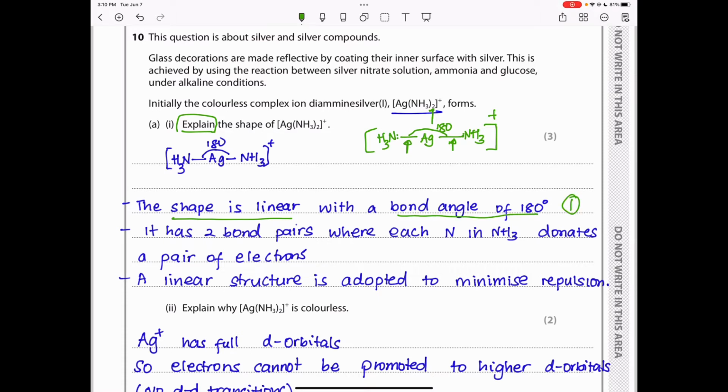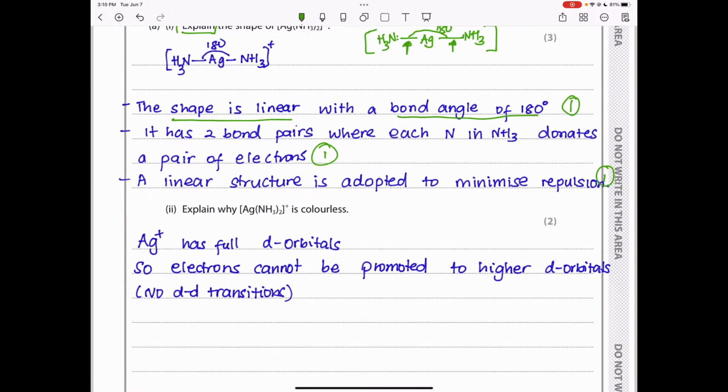It has two bond pairs, of course. When a complex has two bond pairs, and here we see it has two bond pairs where each nitrogen atom within the ammonia molecule donates a pair of electrons towards the silver, the linear structure is going to be adopted in order to minimize repulsion. So that is why you get a second mark here and the third mark here. That is how you get the 4 marks basically for that question.